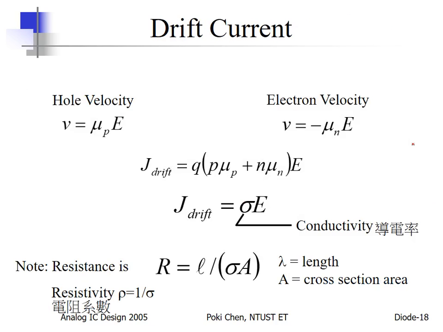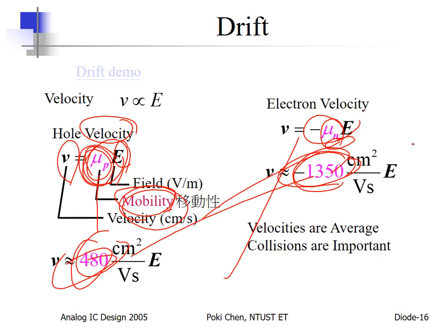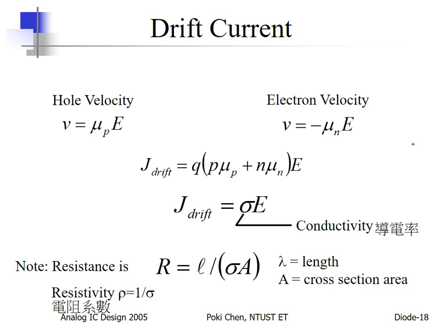Okay, let's go back to finish the drift current. Overall, in any kind of conductor or semiconductor, you have free electrons and also holes. Both of them will help you to carry the current.